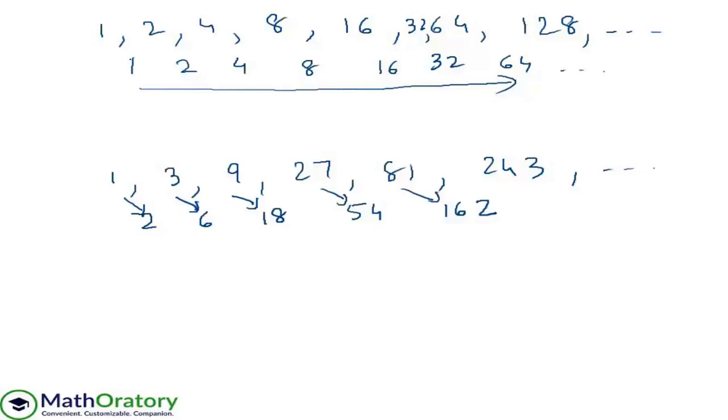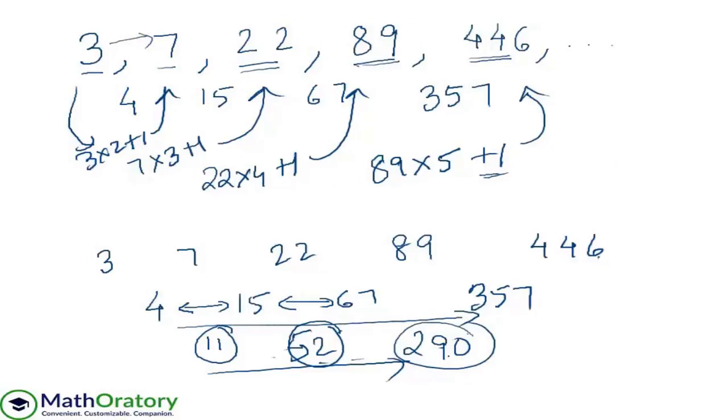You'll always have to figure out the nth term. Maybe also the next term, those kinds of questions. As in the previous example, you'd be given 3, 7, 22, 89, 446, and just find the next term. I'll stop here by giving one more example.